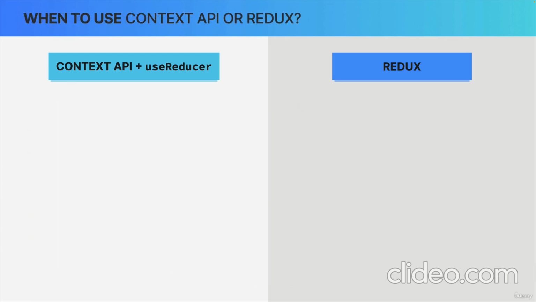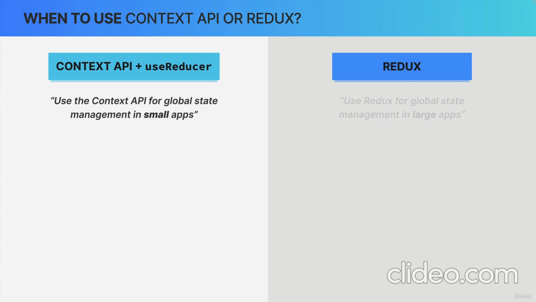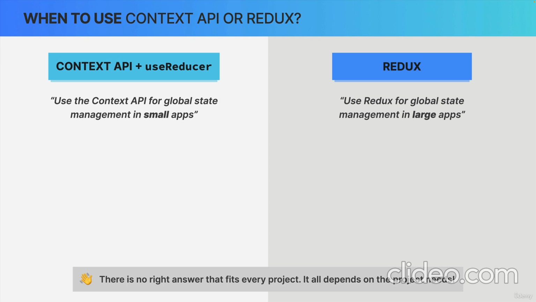So the general consensus seems to be use the Context API plus React hooks for global state management in small applications, and use Redux to manage global state in large apps. But that's not super helpful, and so let's dig a bit deeper. Just know that, in general, there is never a right answer that is going to fit every single project out there. So the technical choice between any of these solutions will always depend entirely on the project's needs.